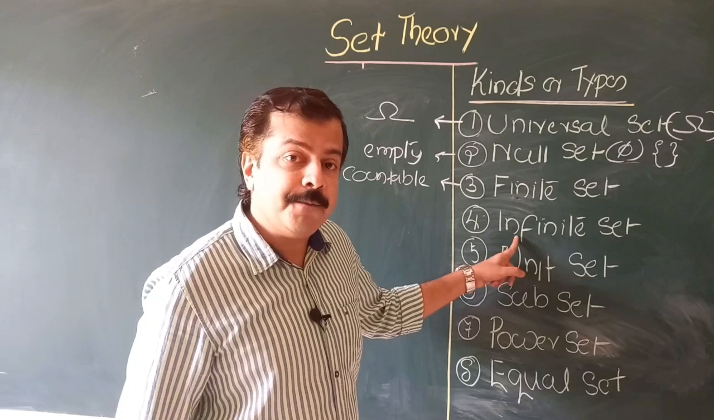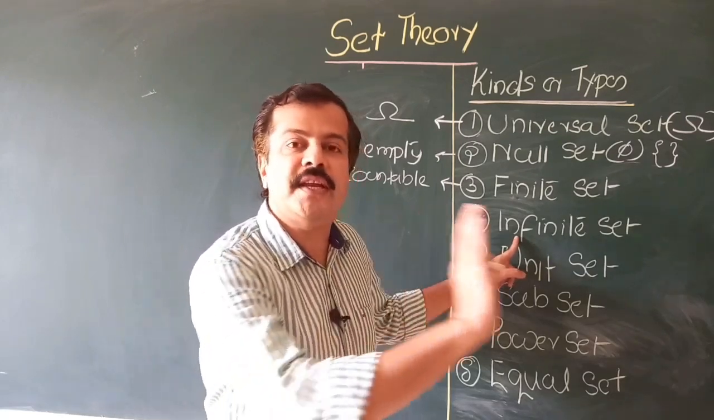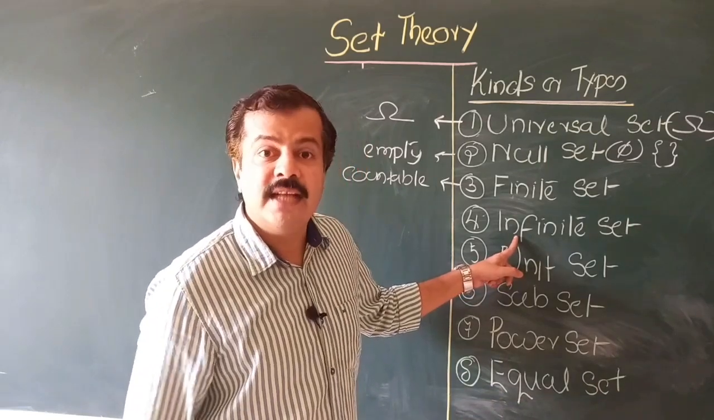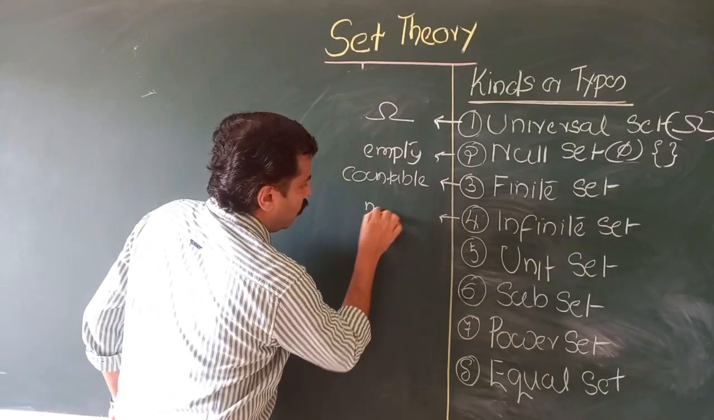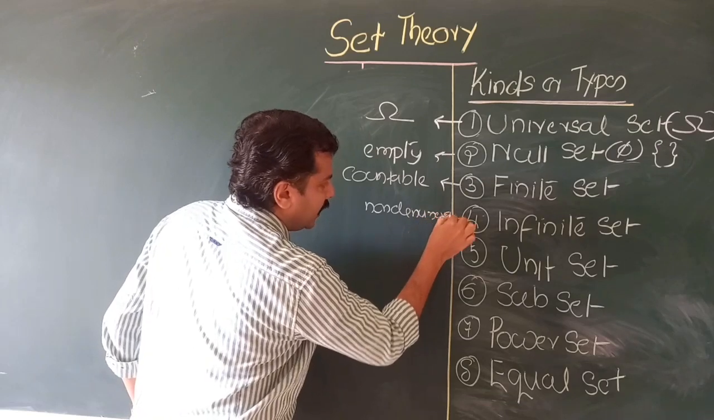Infinite sets, as the name itself suggests, contain an infinite number of elements. You cannot count how many elements are there. They are non-denumerable sets.